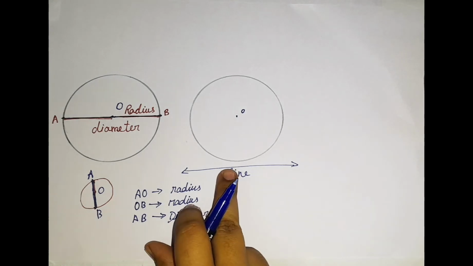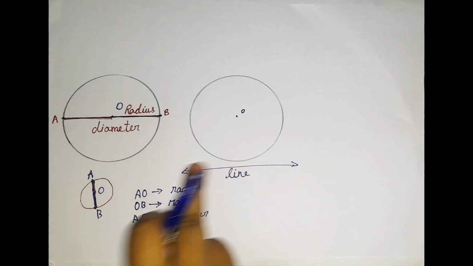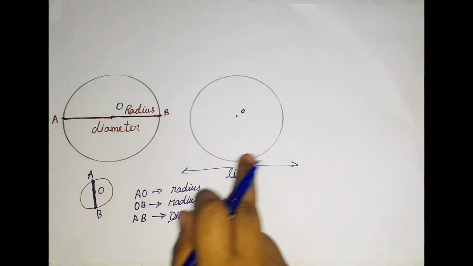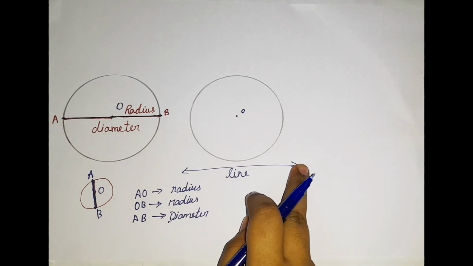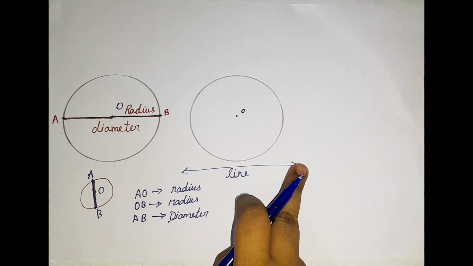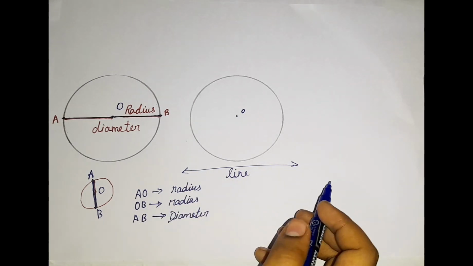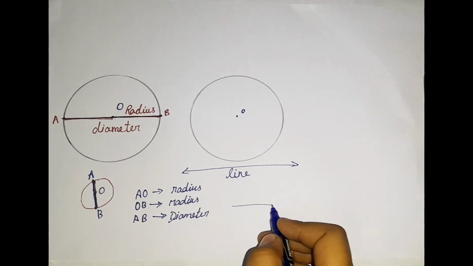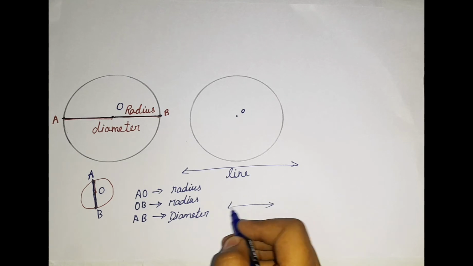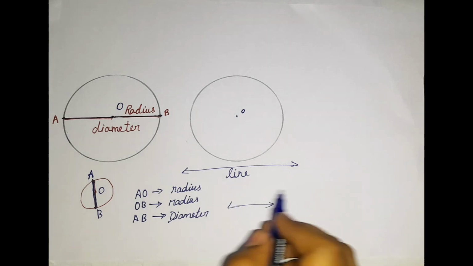This line is not touching the circle and it is not doing anything to the circle. It is just a line. Of course, I don't have any other words to express a line. Line means it has a lot of points. That's all. This is known as a line. Of course, we are supposed to put arrow marks. So this is the line.